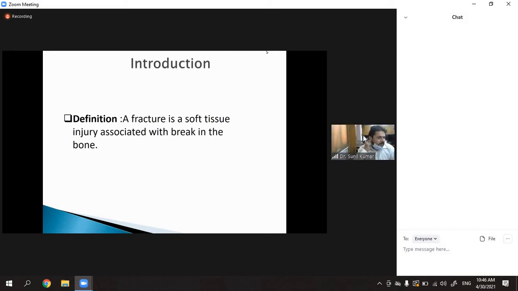So, first of all, how will we define the fracture? The fracture is a soft tissue injury associated with a break in the bone. This is the modified definition of the fracture, as a fracture cannot occur without soft tissue injury, whether it is minimal, moderate, or massive. So the definition has been modified: a fracture is a soft tissue injury associated with a break in the bone.